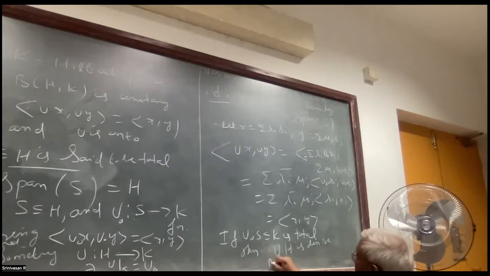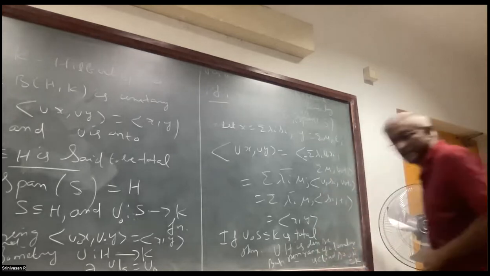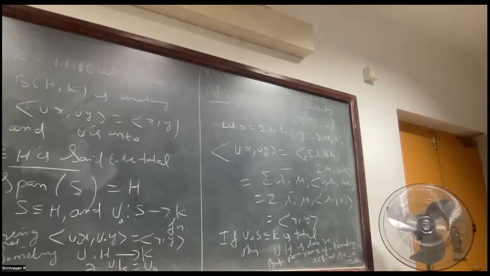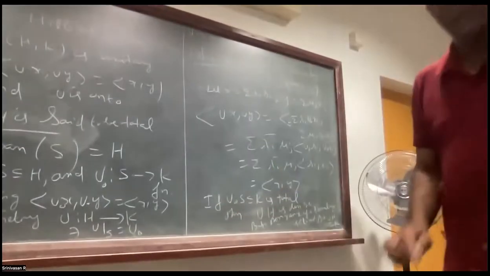Now, but UH is closed. But U is an isometry, and the range of an isometry is closed. I will prove it. Range of isometry is closed. Okay. So UH equal to K. I hope you can see. It's maybe not a video, so you just look at it if you have any doubt.